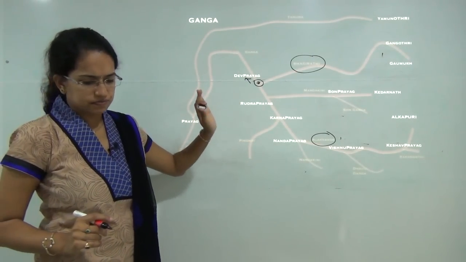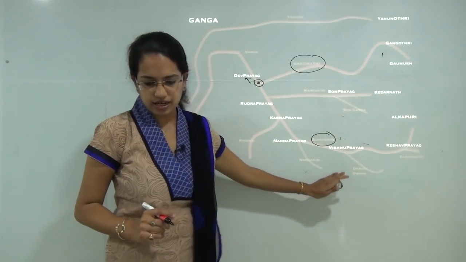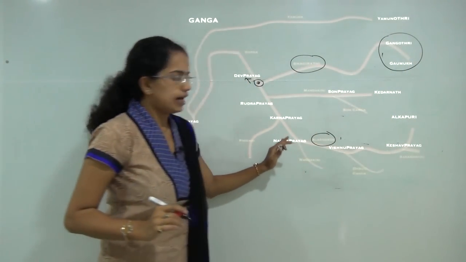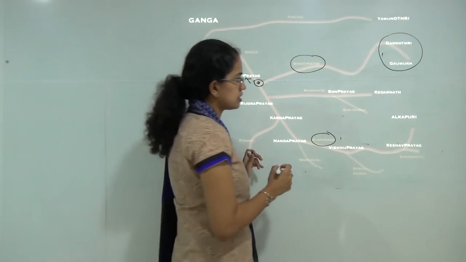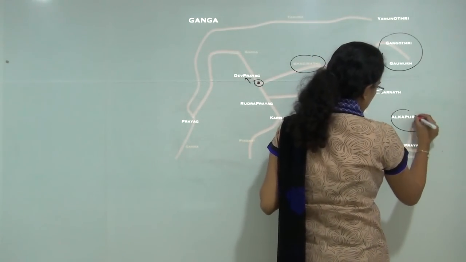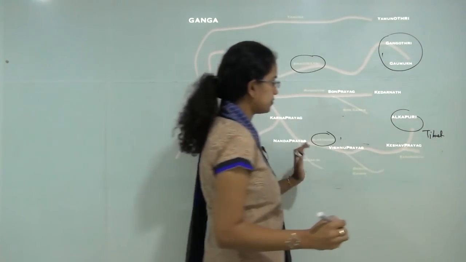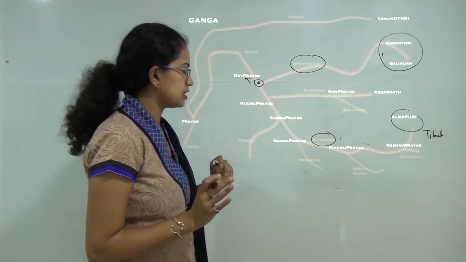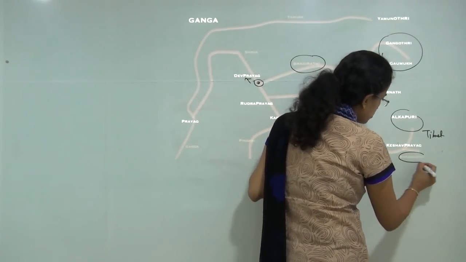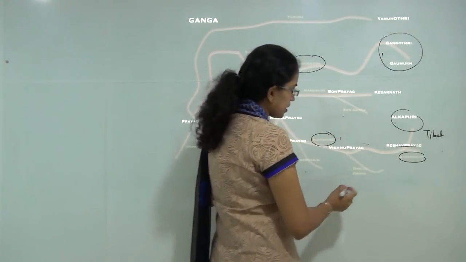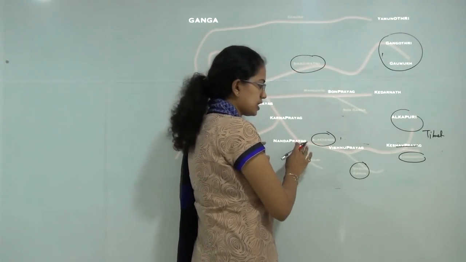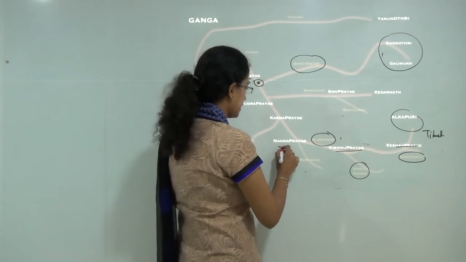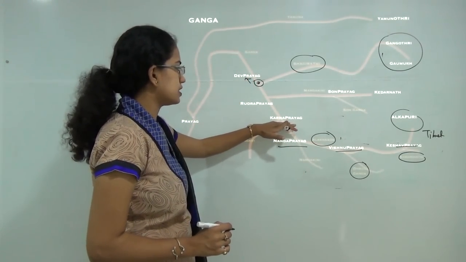Now out of this Bhagirathi and Alaknanda, Bhagirathi originates from Gangotri glacier, or we say Gomukh region, while Alaknanda originates from Tibet. So you have Alkapuri and you have Tibet, from where Alaknanda originates. Now there are various further tributaries that join Alaknanda. So the region where Saraswati joins Alaknanda is known as Keshav Prayag, where Dholi Ganga joins Alaknanda is known as Vishnu Prayag, Nandakini joining Alaknanda is Nanda Prayag, and Pindari joining Alaknanda is Karna Prayag.